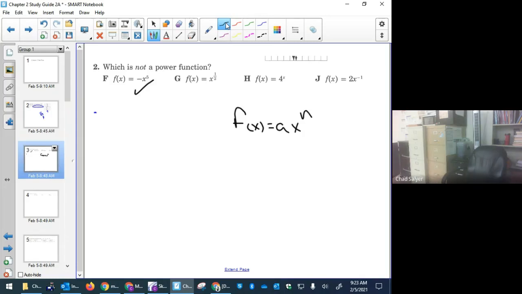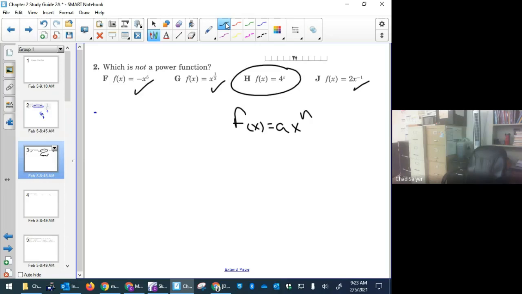Yes, it's already in that format. I don't have to rewrite it. This one, yeah, that's okay. That's 1 times x to the 1/2. That meets the criteria for a and n. Let's get back to this one. 2 times x to the negative 1. Yeah, that one's okay. It's a power function. It's not a polynomial or monomial, but it is a power function. The criteria was a little bit different, as you recall.